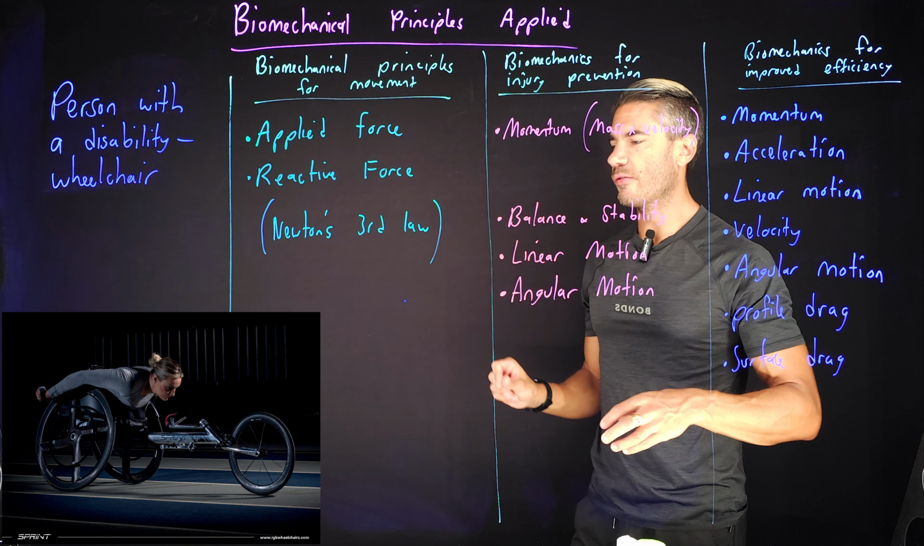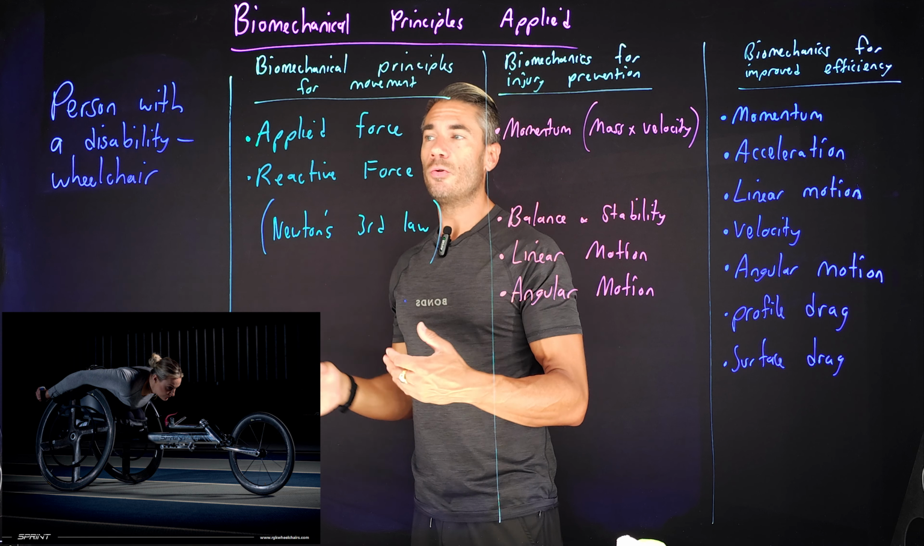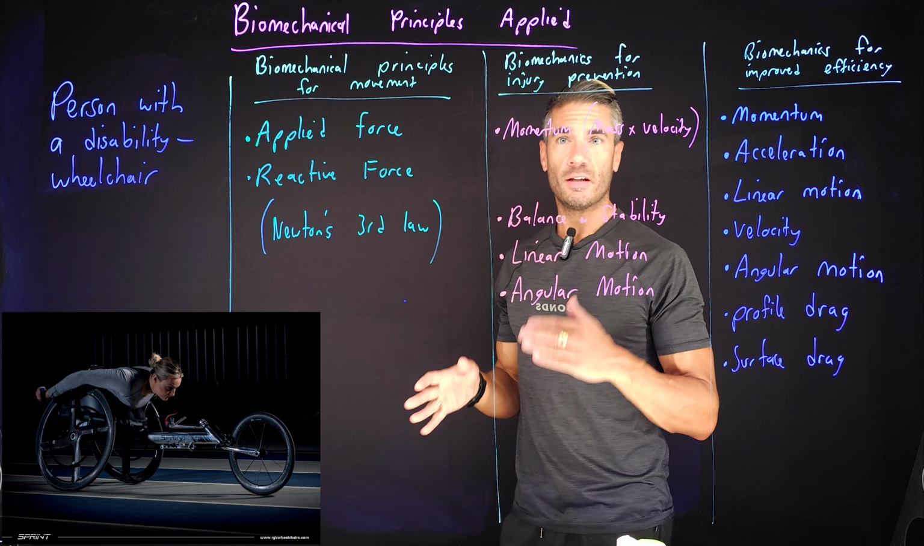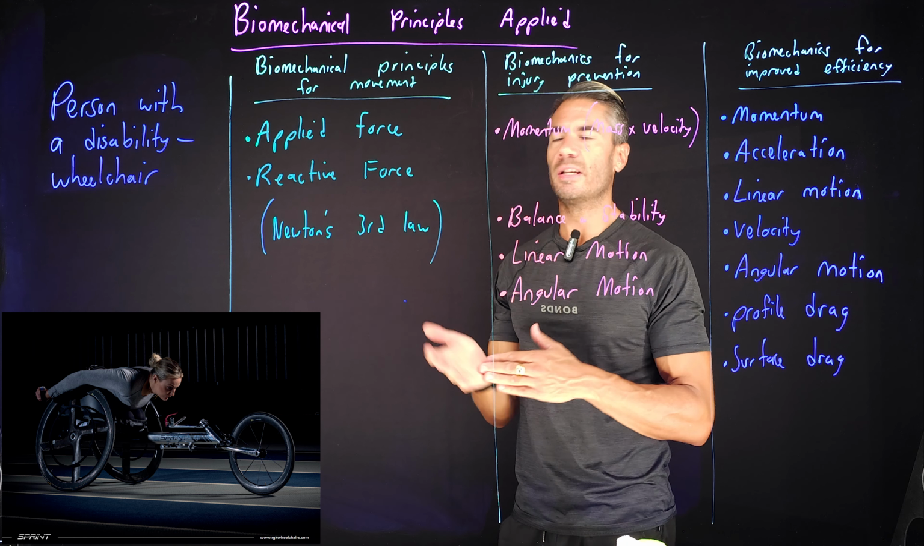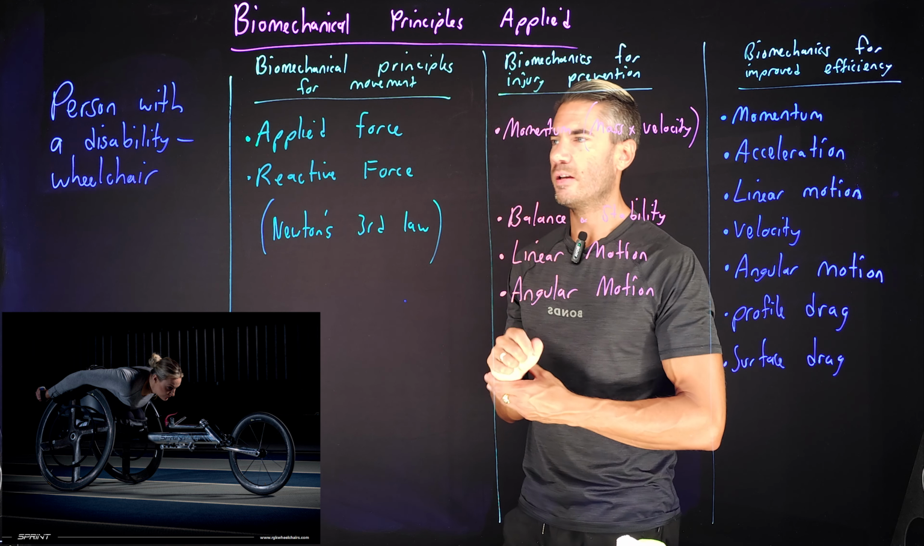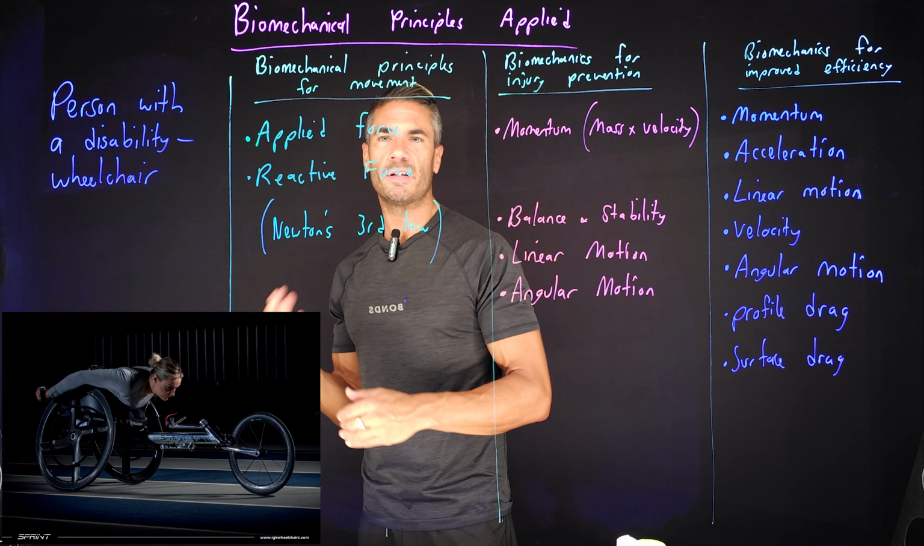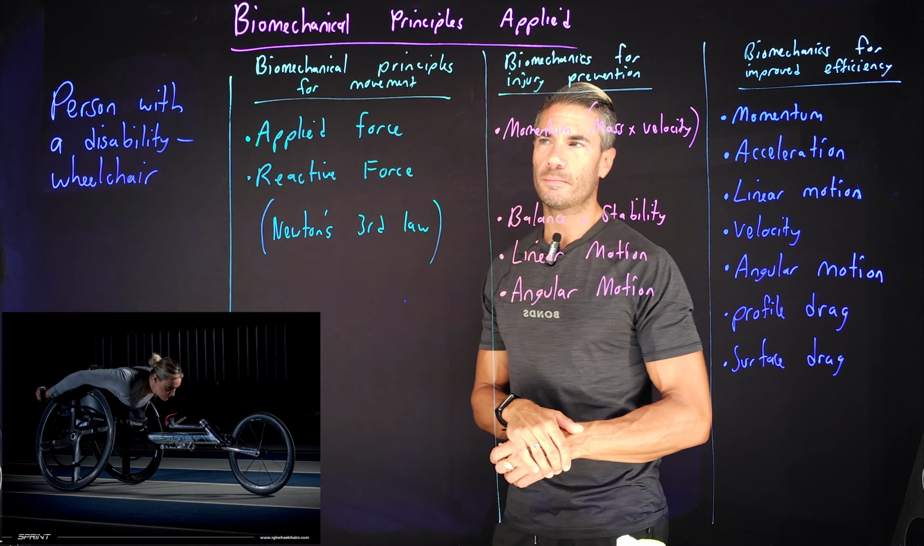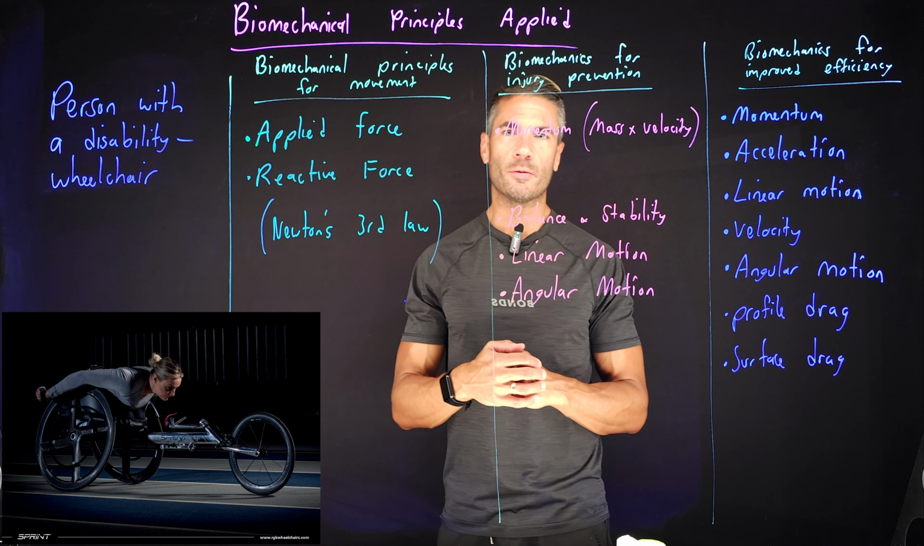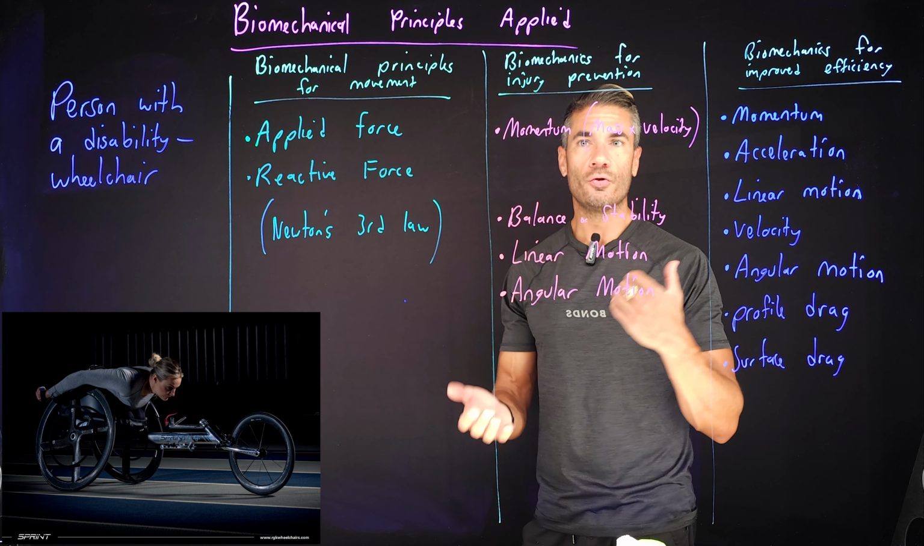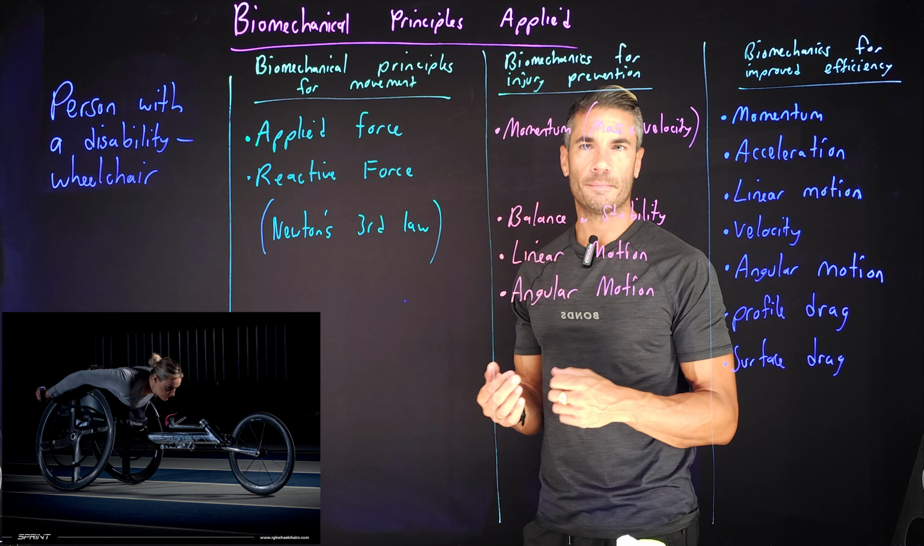Okay, so this time we've got someone with a disability who is in a wheelchair, okay? And specifically in this course, we're not looking at the general public, we're looking at athletes, okay? So someone who is in the Paralympics 100-meter wheelchair race. What are the biomechanical principles that we can use and apply to make that athlete do better, okay?